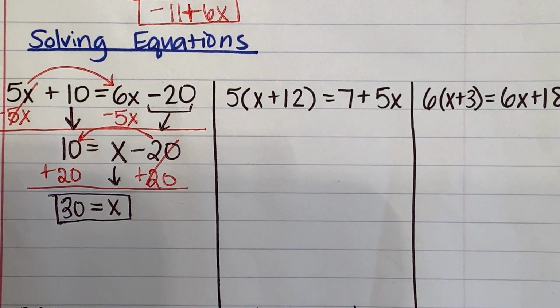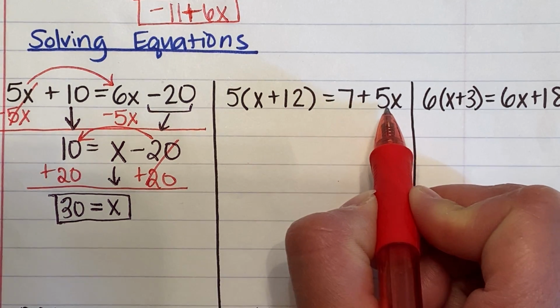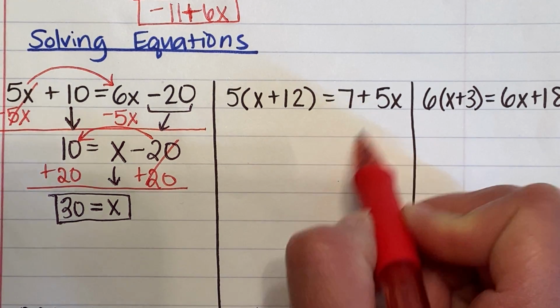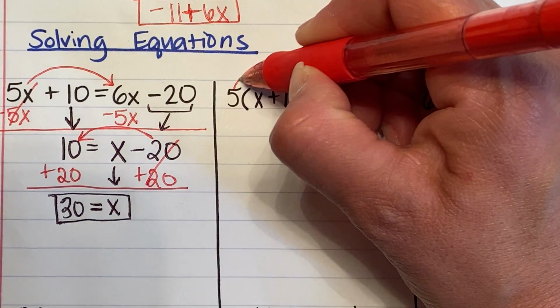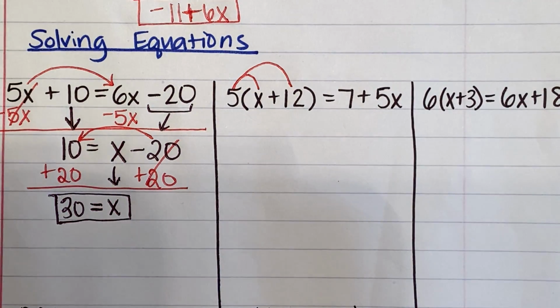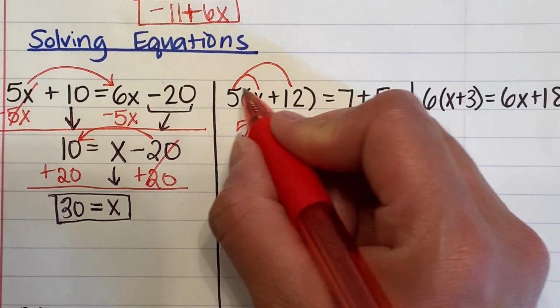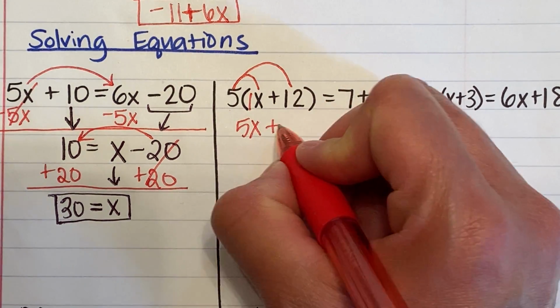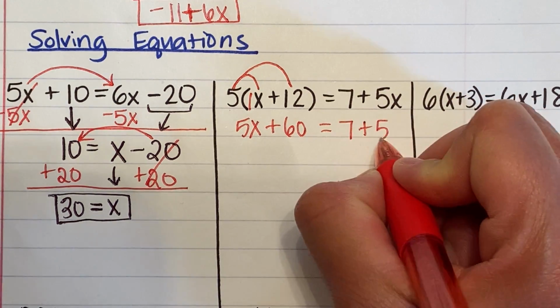Now let's look at this example. We have 5(x + 12) = 7 + 5x. When I see parentheses, I know I need to multiply, so I'm going to multiply 5 with x and 5 with positive 12. When I do that, I'm going to get 5 times x is 5x because there's a 1 in front. 5 times a positive 12 is a positive 60 equals 7 + 5x.